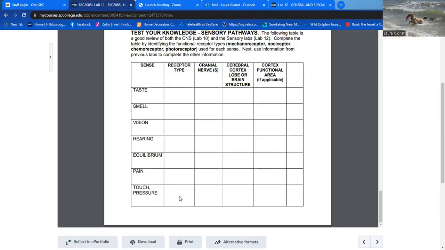Touch and pressure is a mechanoreceptor. Cranial nerve, again, if it's touch and pressure on the face, then it would be trigeminal. Well, you're not going to have touch in the visceral organs, but pressure, then it would be the vagus nerve. And again, parietal lobe, somatosensory area, because it's just general sensation.